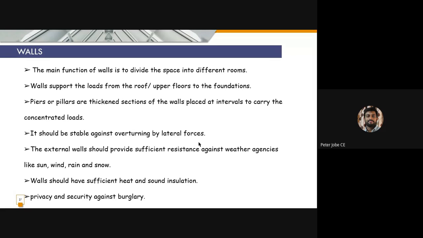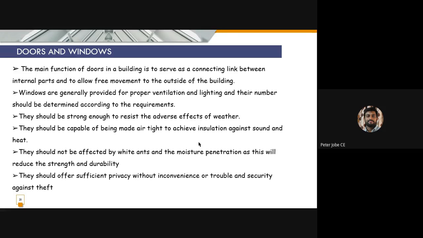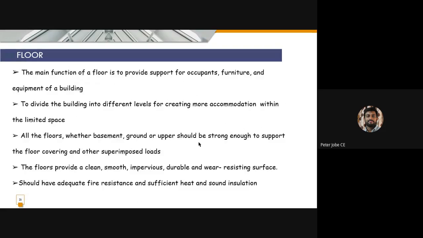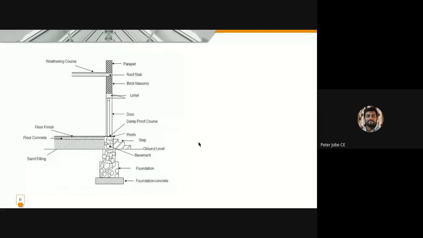These are the things. The external wall should provide sufficient resistance against weathering agencies like sun, wind, and snow. The wall should have sufficient heat and sound insulation. You know the reason: privacy and security against burglary. And next is doors and windows, which we'll discuss in the next class.